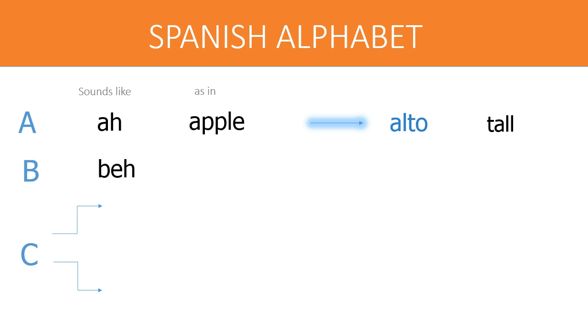Letter B in Spanish is B. B, as in boy. An example in Spanish would be the word barco.